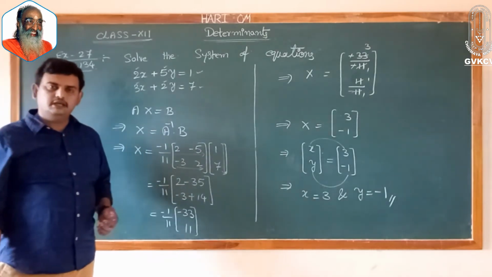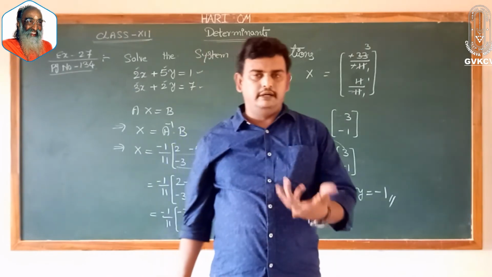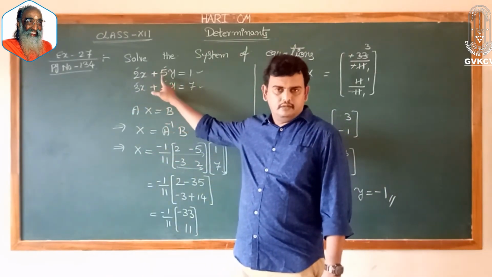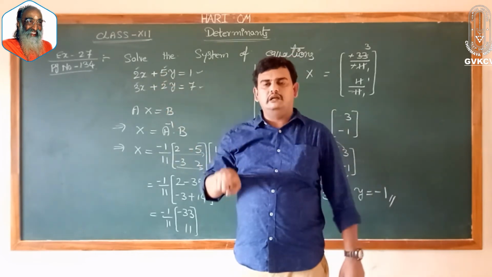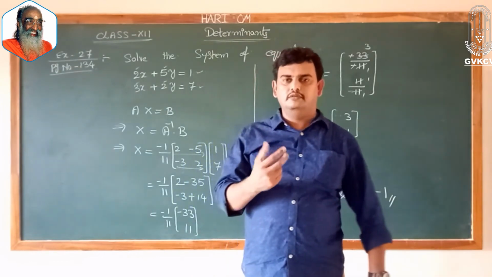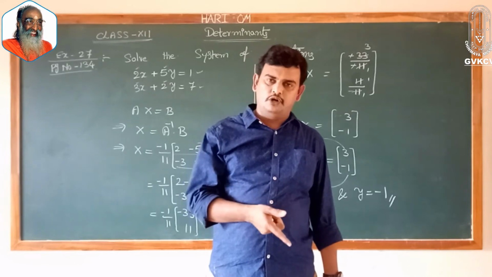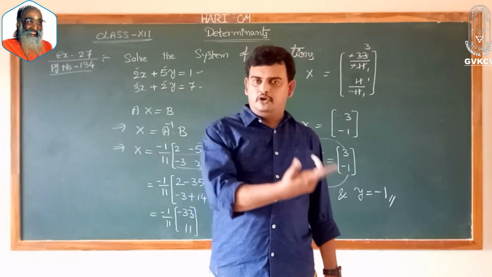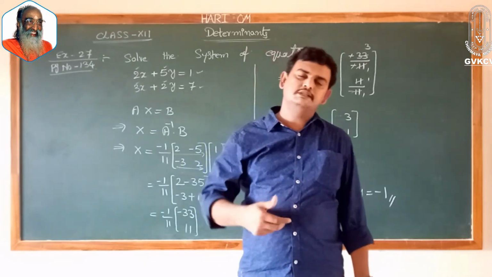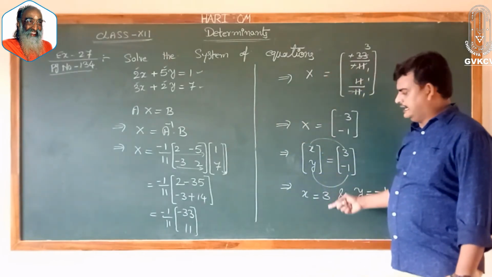So that is the way we solve a system of linear equations by using matrices and determinants. First step, the given system of linear equations is converted into matrix form. Then we find the determinant of the coefficient matrix, that is A. When the determinant is not equal to 0, we call it a non-singular matrix. Then we are able to find A inverse. Once we know A inverse, we can find X.